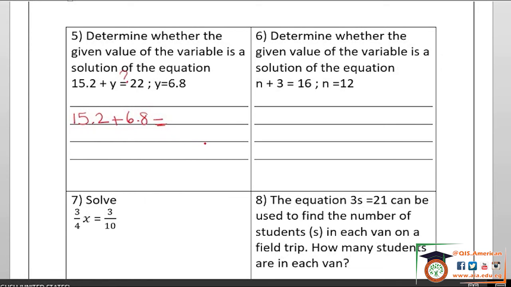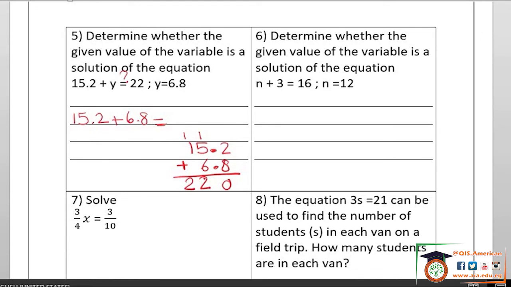I can line up my numbers. Okay. Take care of your decimal point. They must be lined up together. If you remember, we used to draw in class like a shirt with buttons. These are my buttons. 2 plus 8 equals what? 10. 0 and carry up 1. 1 plus 5 equals 6. 6 plus 6 equals 12. 2 and carry up 1. 1 plus 1 equals 2.